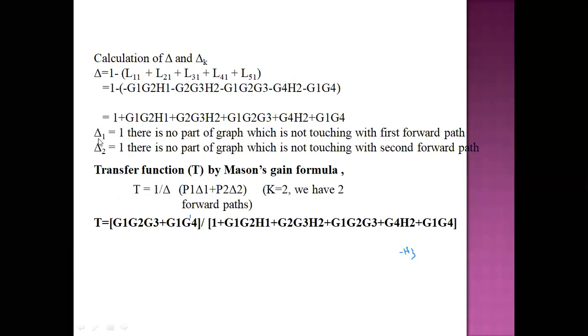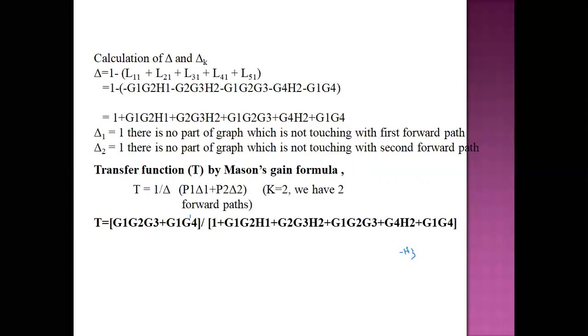And the next step is to find del 1 and del 2. Del 1 value becomes 1 because there is no part of the graph which is not touching the first forward path. And del 2 value is also 1 as there is no part of the graph which is not touching the second forward path. So now we have all the gains, that is forward path gains, individual loop gains, and the del 1, del 2 values. Now we can substitute the values in the final Mason's gain formula.